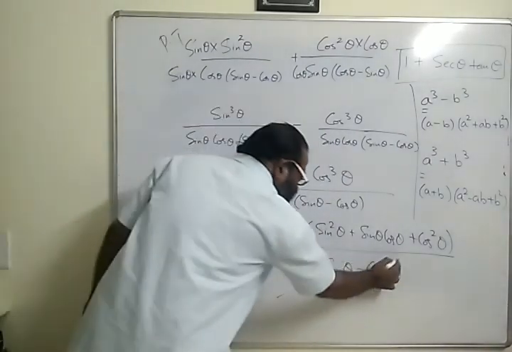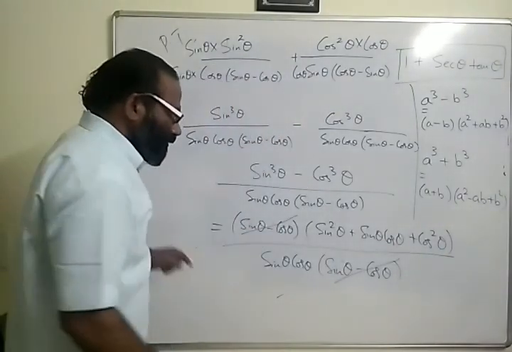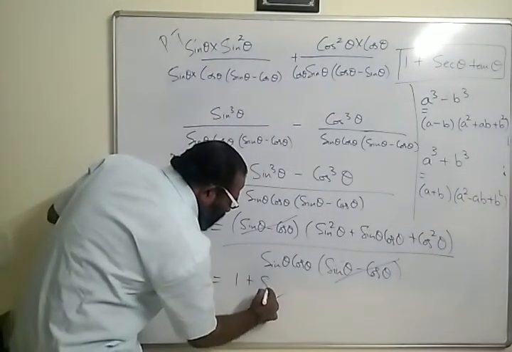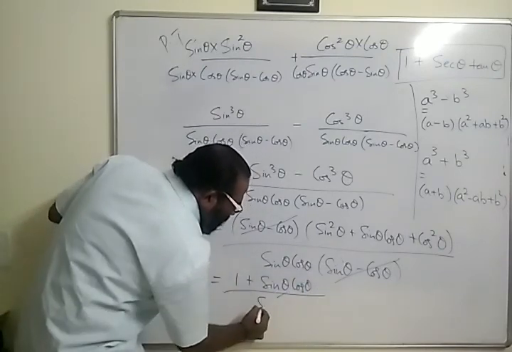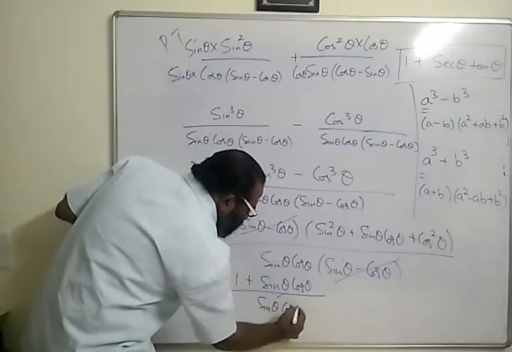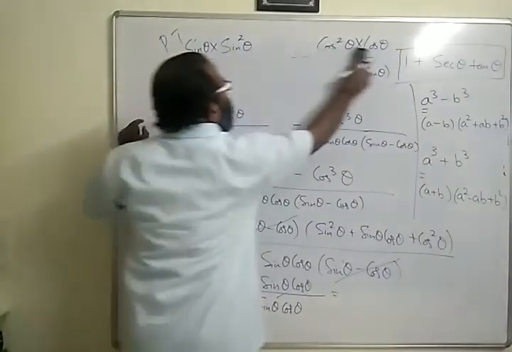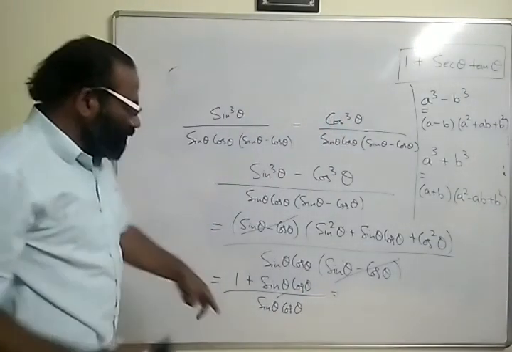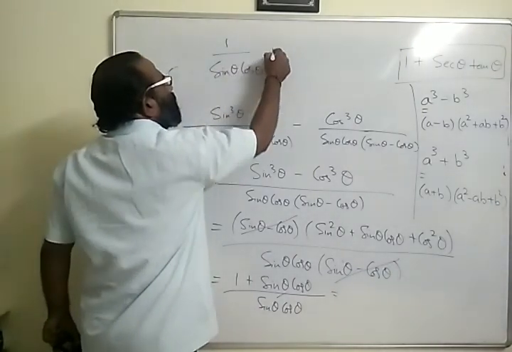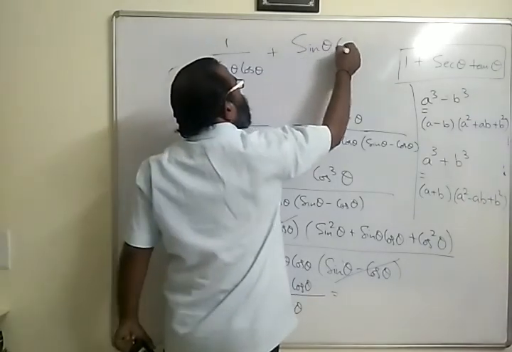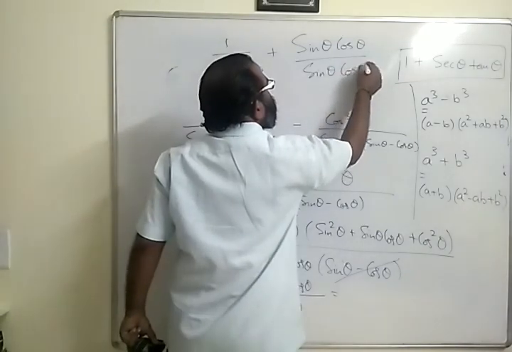Now let's cut the sin theta minus cos theta, sin theta minus cos theta. Sin squared theta plus cos squared theta is 1. So I can write it as 1 plus sin theta cos theta by sin theta cos theta. So what happens there? So let me further break it up. It becomes 1 by sin theta cos theta plus sin theta cos theta by sin theta cos theta.